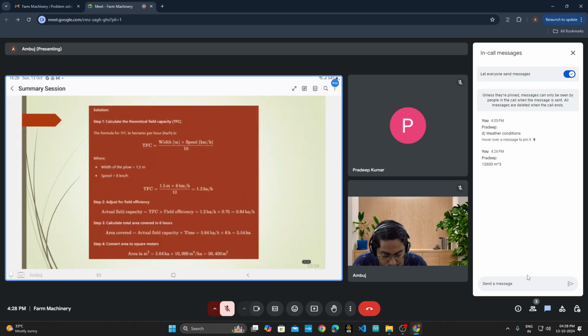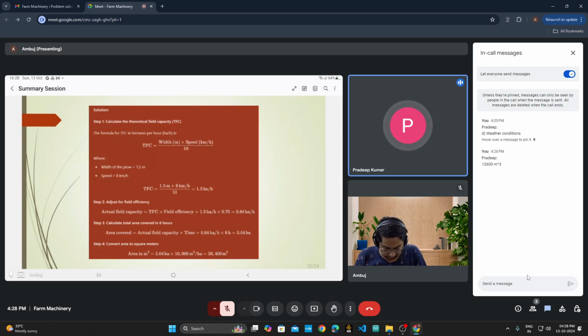So theoretical field capacity directly would be 1.5, because that is the working width provided to us, times 8 kilometer per hour divided by 10. I'll just check the calculation with you. Okay, no problem. Till here the calculation is also correct with this. Yes, the calculation is correct.